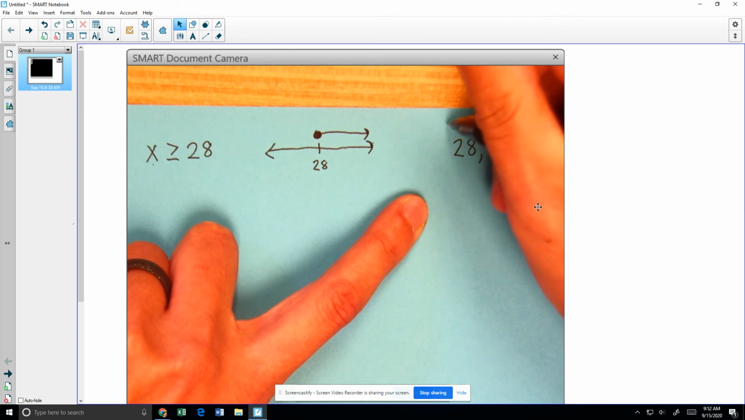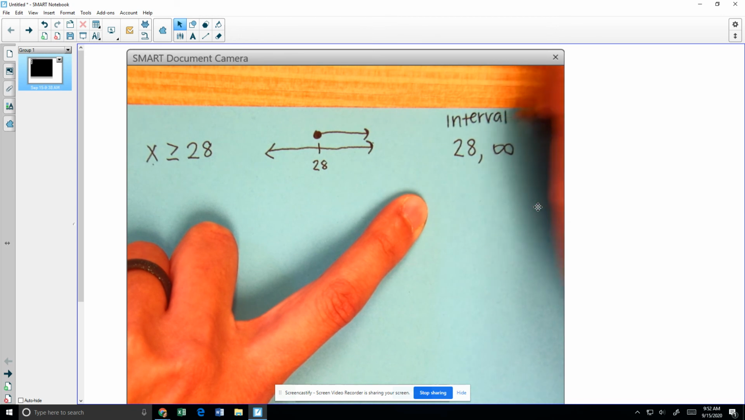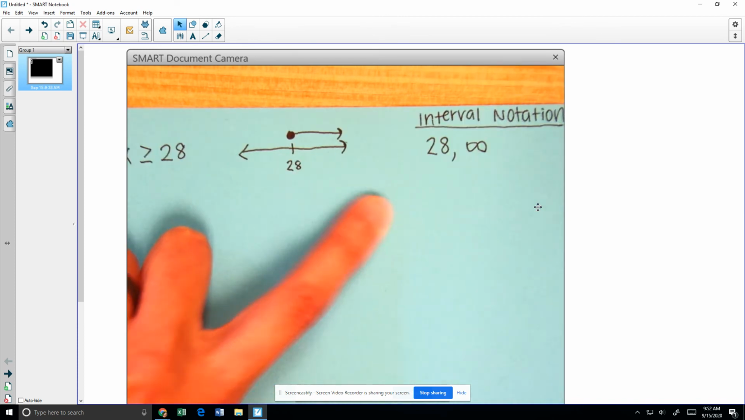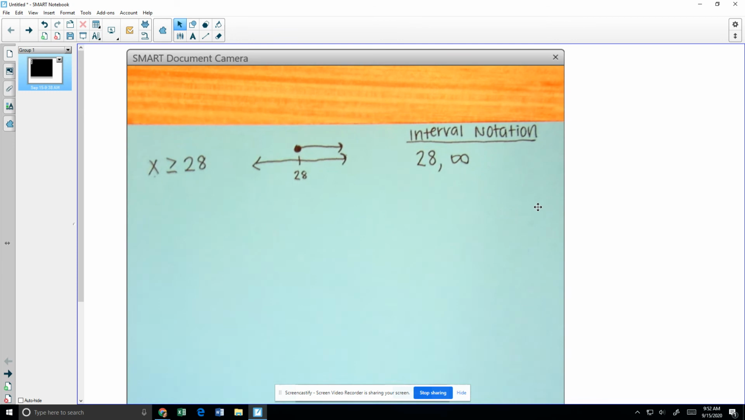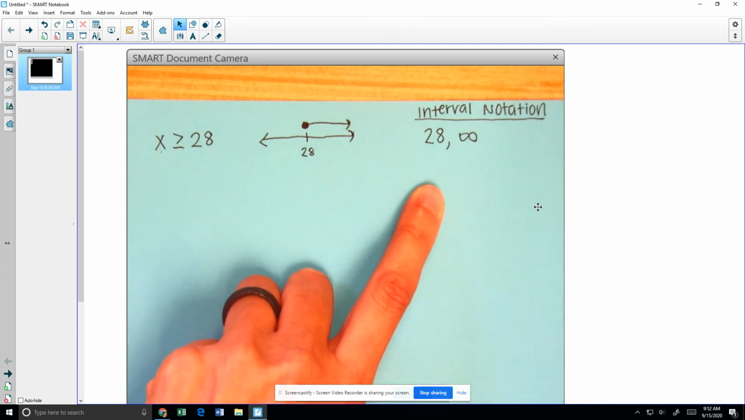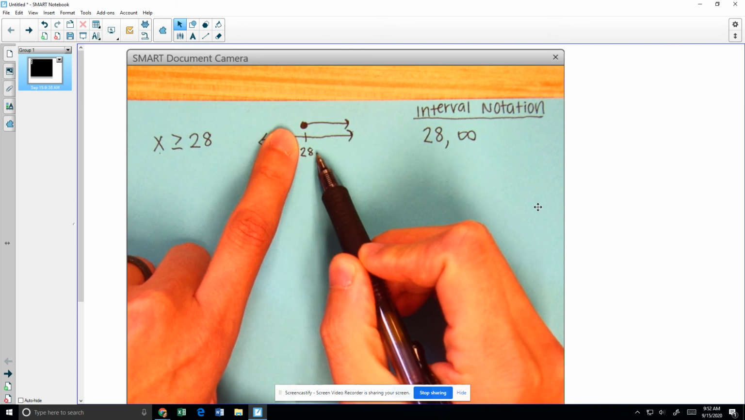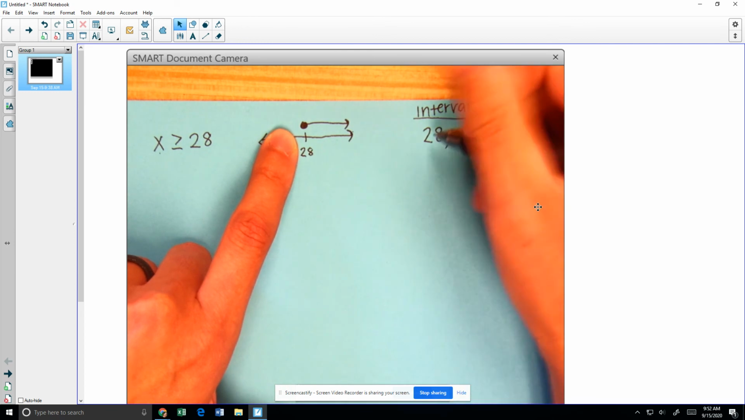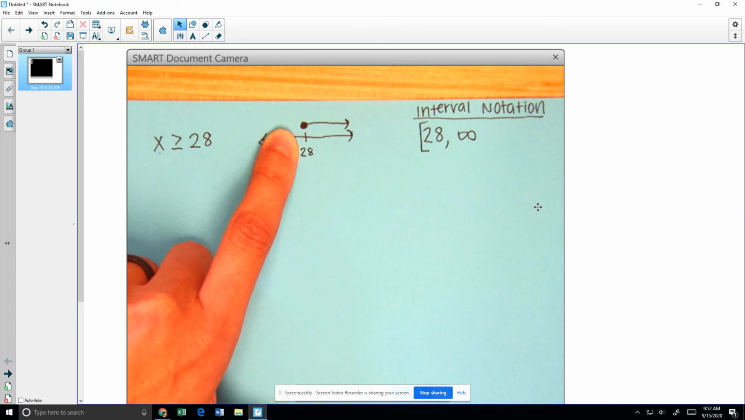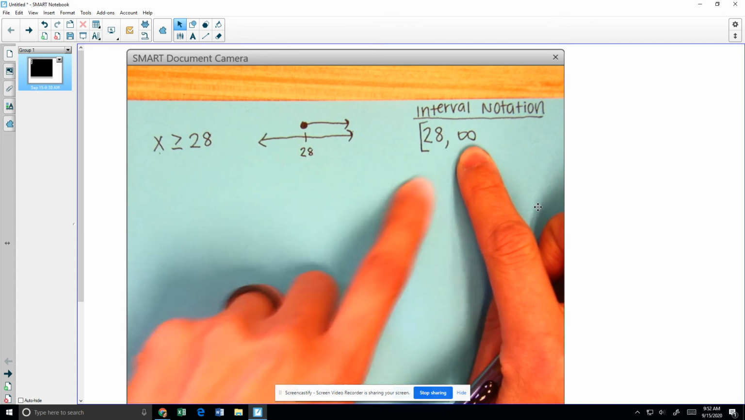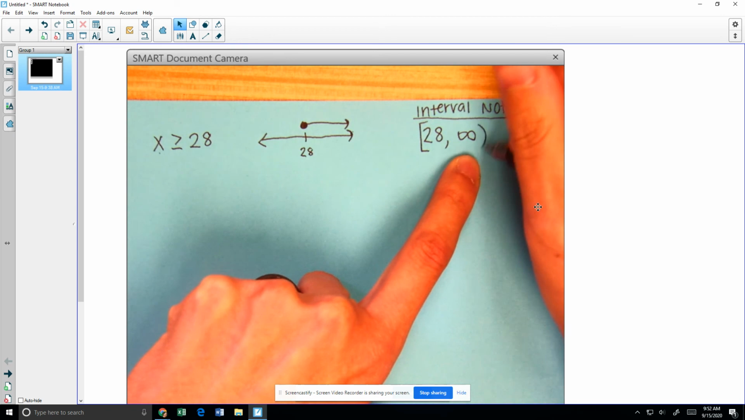So this is how you write interval notation. You don't have to write this down, guys, unless you want to. And then they have these weird parentheses and brackets and stuff. So here's the trick. Whenever it includes a specific number, like it includes 28, you make a bracket. But then infinity goes on forever. That's not a specific number. So if it's not a specific number, then you put a parentheses.